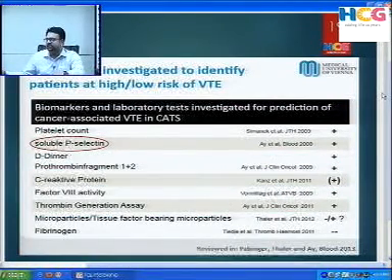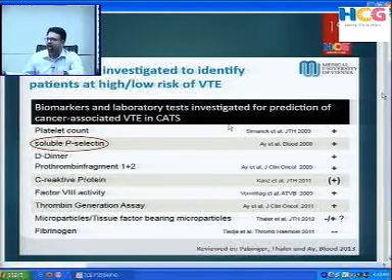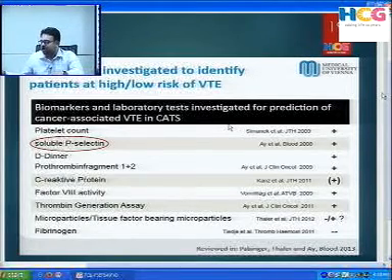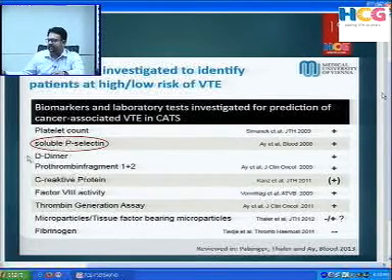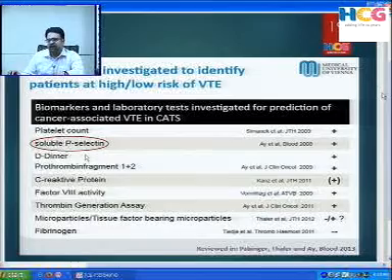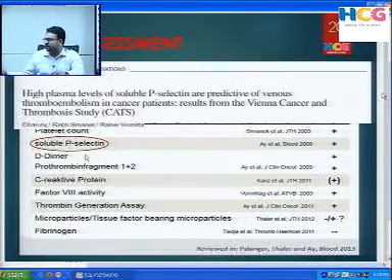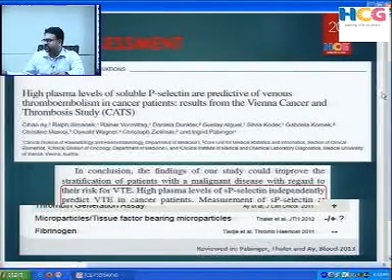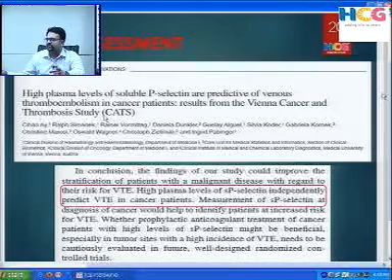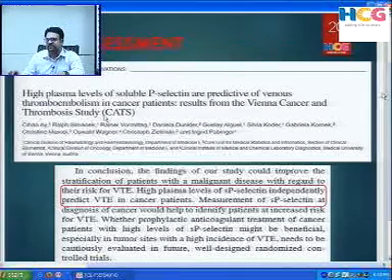There are biomarkers investigated to identify patients at high or low risk of venous thromboembolism. Of these, soluble P-selectin and D-dimer have come up recently. Clinical trials and observations show that a high plasma level of soluble P-selectin is an independent predictor of venous thromboembolism in cancer patients.